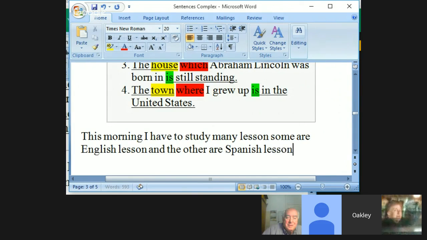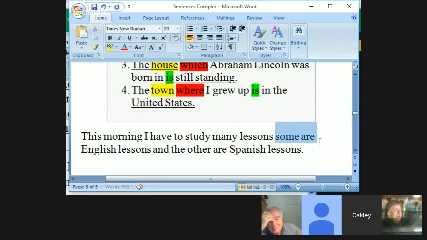Okay, first of all, be mindful of your plurals. Many lessons, yes, lessons, of course. They are English lessons. They are Spanish lessons. Be careful of your plurals. All right. This morning I have to study many lessons. Some are English lessons, and the others are Spanish lessons.